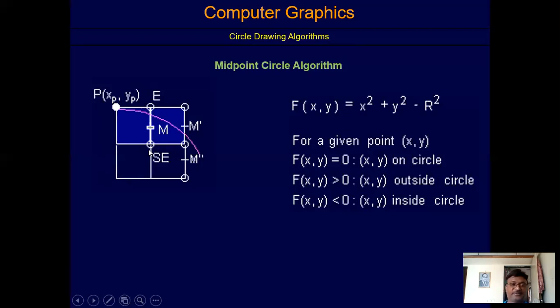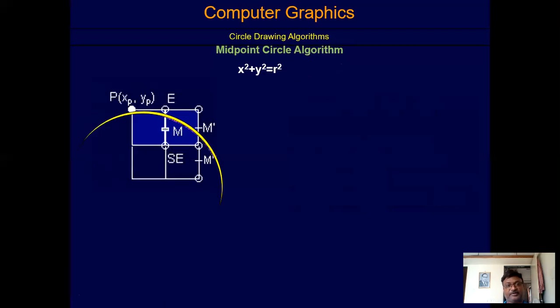Like SE is the inside circle. So using this condition, we are finding out the midpoint circle algorithm. Now how can I start here? See, so this becomes your circle. Now come to the equation first. What is your equation? x square plus y square is equal to r square.